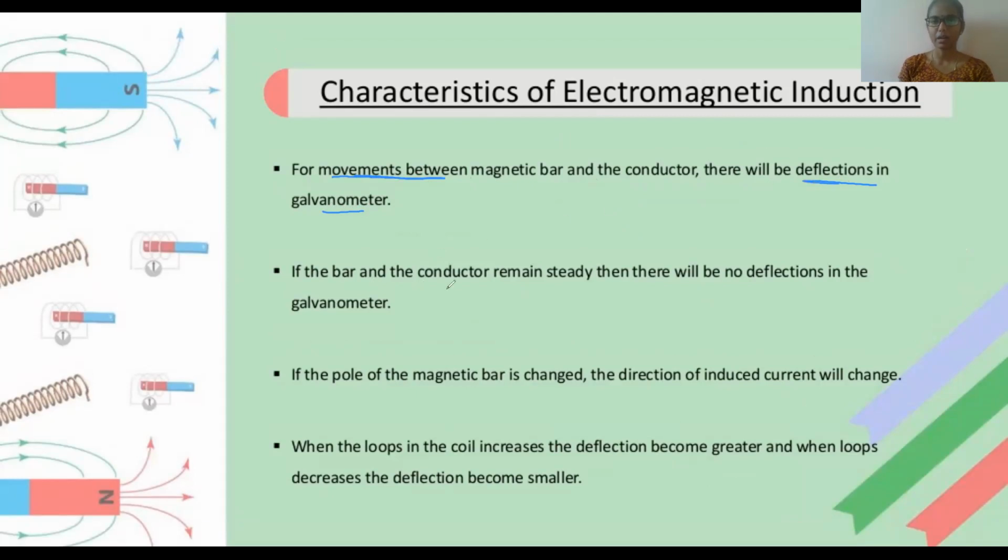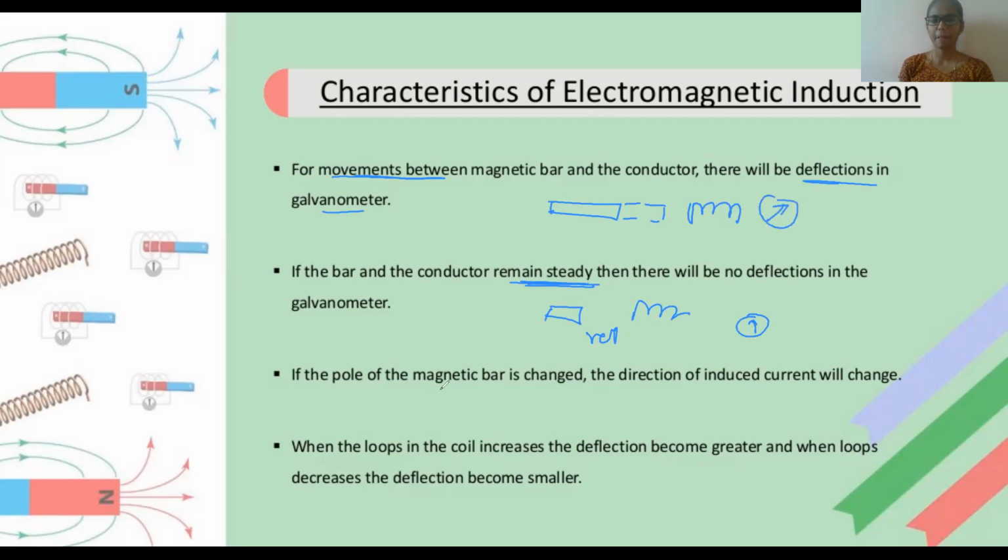If the bar and the conductor remain in a steady state, not moving, when both the coil and the bar are at rest, the galvanometer does not show any deflection. It will be straight. But when the coil is moving or the magnetic field is moving, that time it will show deflection.